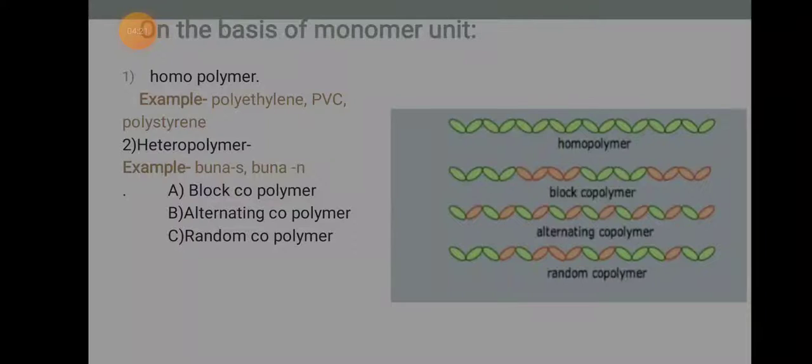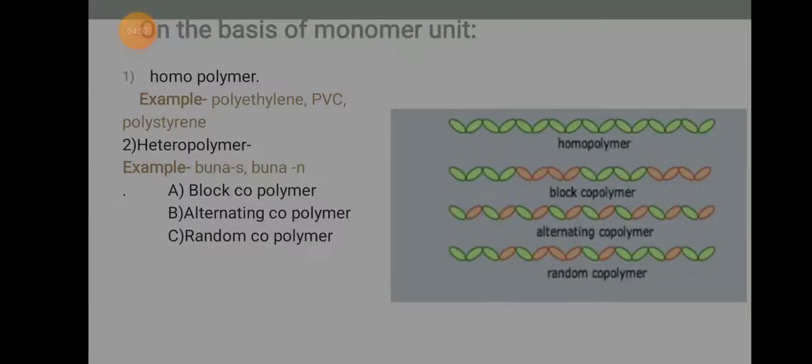Monomer units have two types. The first one is the homopolymer, and the second one is the heteropolymer. Here an important question is they can ask for examples of homopolymers. Here I have shown polyethylene, PVC (polyvinyl chloride), and polystyrene. And examples of heteropolymers are Buna-S, Buna-N, and the block copolymer, alternating copolymer, and the random copolymer.